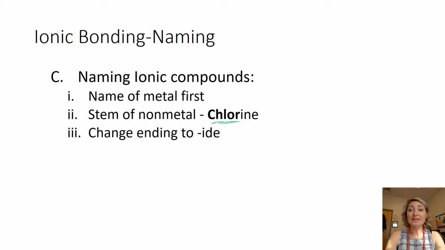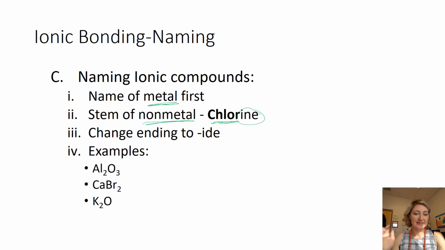So chlorine becomes chloride. I like to think of my ionic compounds like being a traditional 1950s marriage between your metal, okay, who gets to keep his name, and your nonmetal, the girl who has to change the end of her name. Okay, so let's try this and see what this looks like in practice.